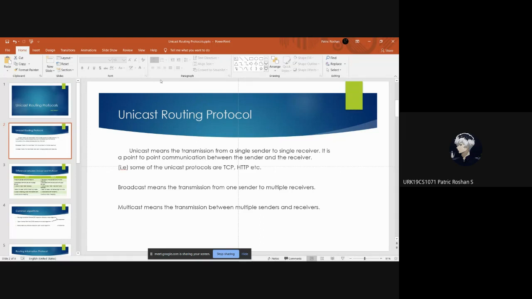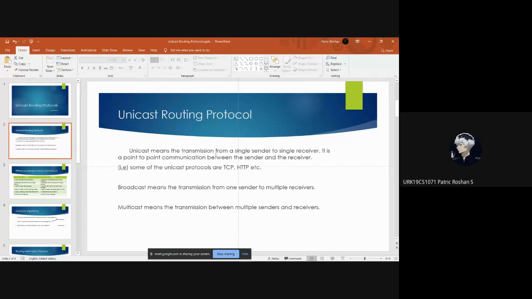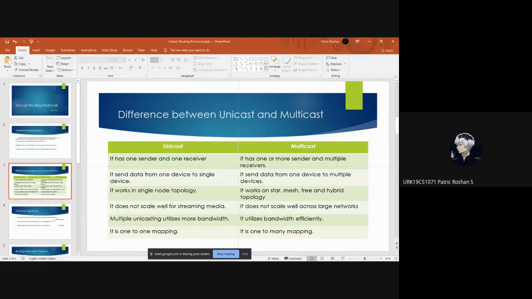It will be interior or exterior, that is intra-domain or inter-domain. So we will see about that. Unicast means it is the transmission between a single sender and a single receiver. There are also broadcast and multicast routings. In broadcast, there will be one sender and multiple receivers, and in multicast, there will be multiple senders and multiple receivers. This is the difference between unicast and multicast routing.